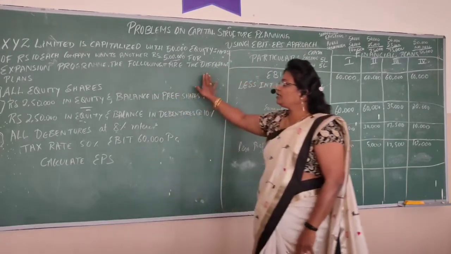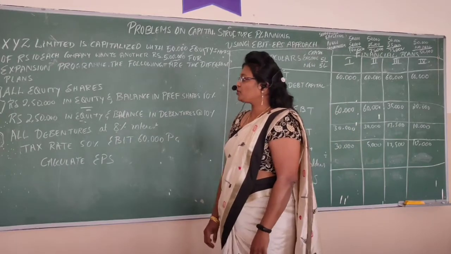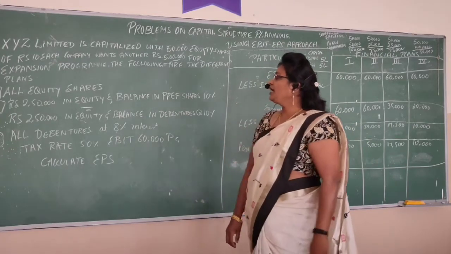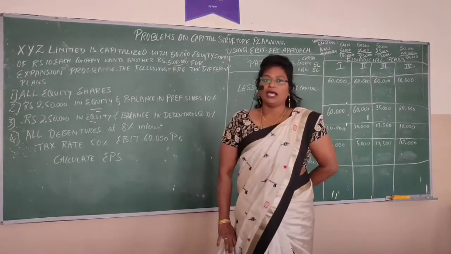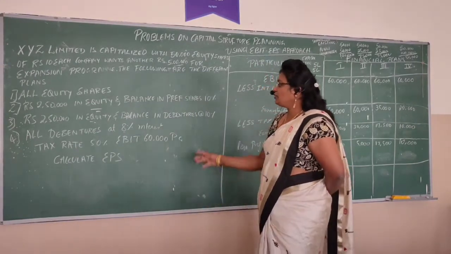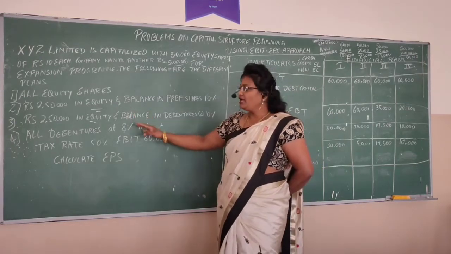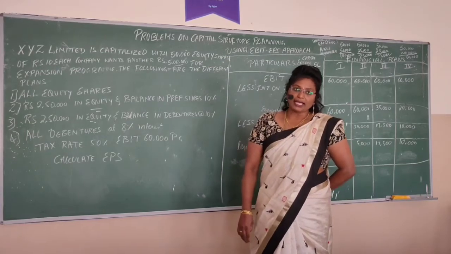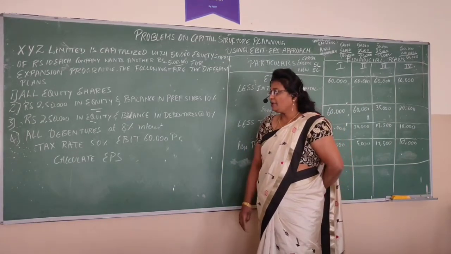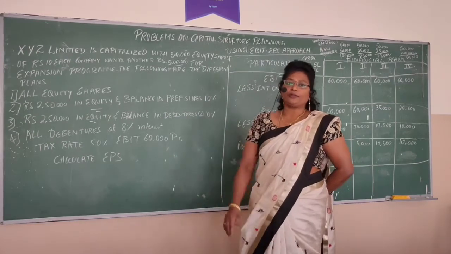So the following are the different plans available. Plan 1: all equity shares. Plan 2: rupees 2,50,000 in equity, and the balance in preference shares, that is 10%. Plan 3: rupees 2,50,000 in equity, and the balance in debentures at 10%. Plan 4: all debentures at 8% interest. The tax rate is 50%, EBIT is 60,000 per annum. Calculate EPS. This is the problem given.